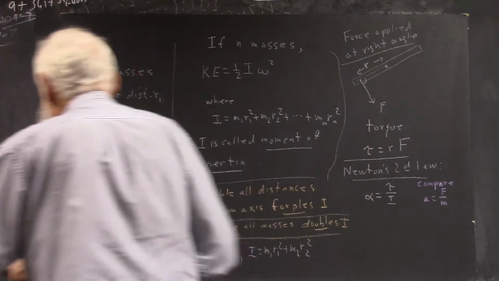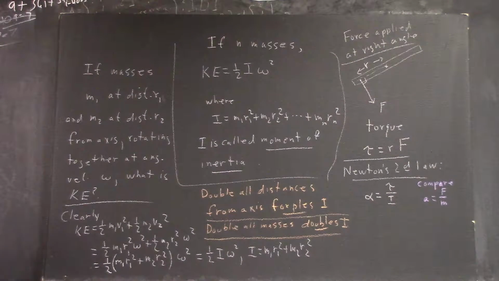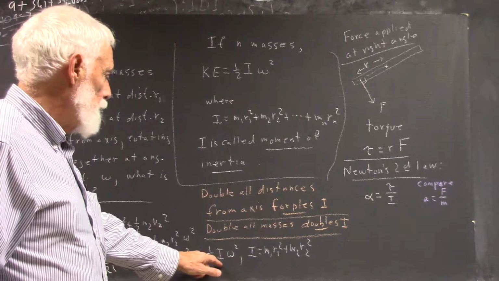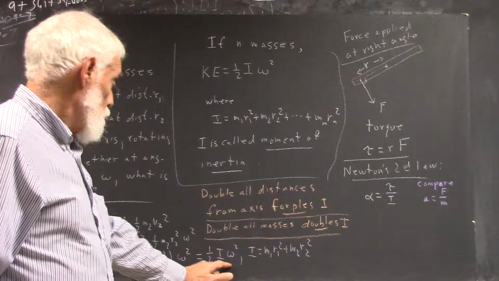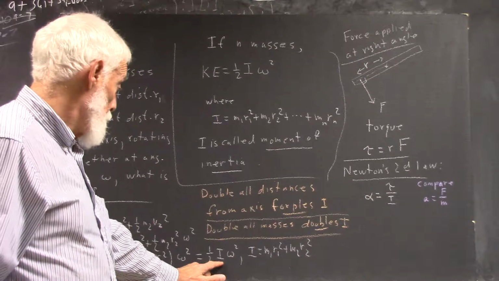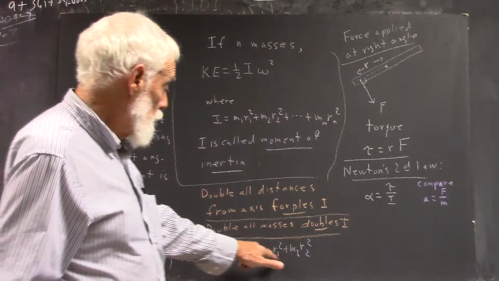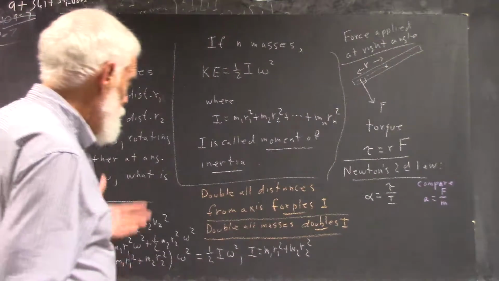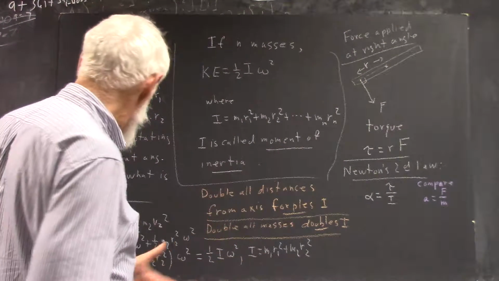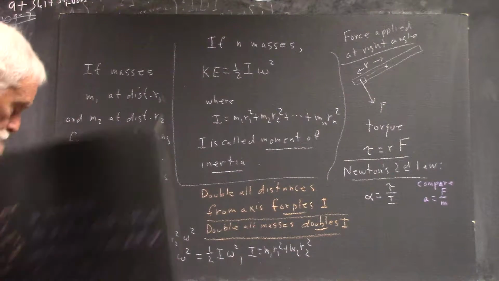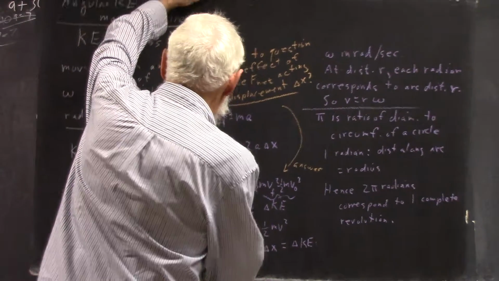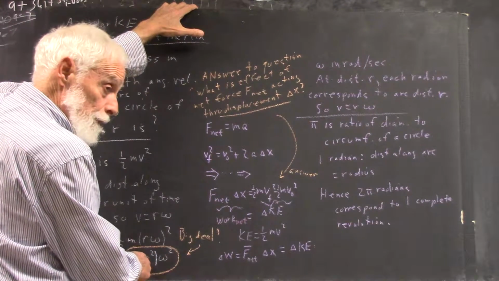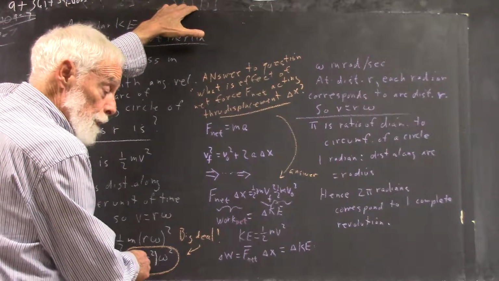Now, the payoff here is, I'm going to write this as 1/2 I omega squared, where I is something we're going to call the moment of inertia, and it's just this quantity here. It's m1 r1 squared plus m2 r2 squared. So that works just fine, and we could have written the single-mass expression as 1/2 I omega squared, where I is just m r squared, because there's just one mass.